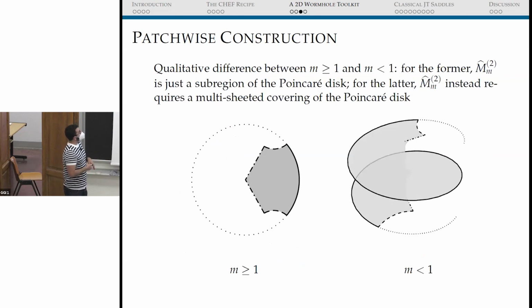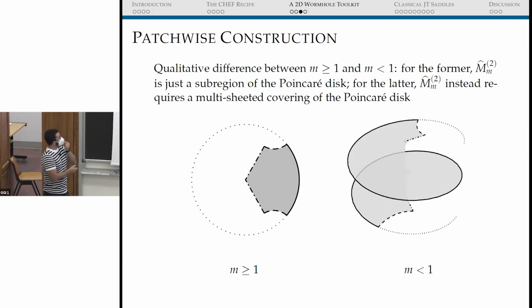Why is this construction useful? Oh, wait, one more slide. What I showed makes sense for m greater than 1. If you go to m smaller than 1, you have a conical excess. You can no longer place this patch in just a Poincare disk. You need some covering of it, right?